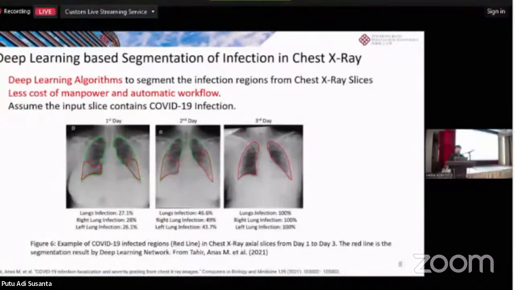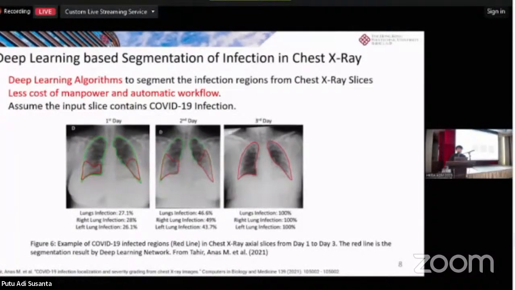However, this application has a very serious problem: the majority of these works assume that all the input X-ray slides have COVID-19 infections. However, in a real medical scene, that is impossible, as some cases may have the infection, while some cases may have no infection or non-COVID-19 infections.